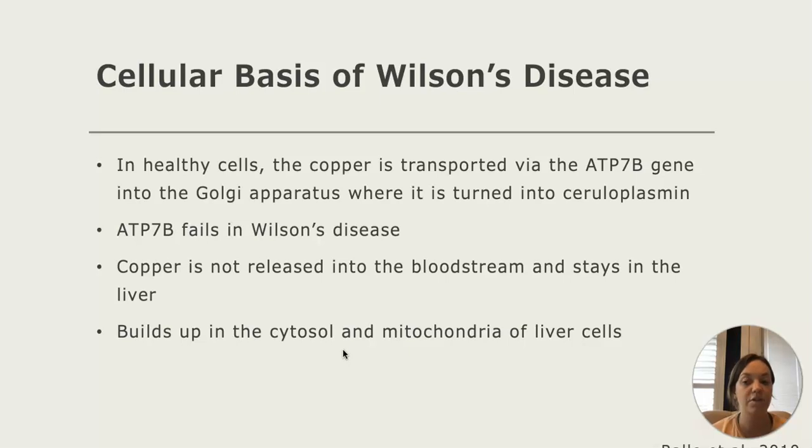And that's where the high accumulation occurs, because if the Golgi apparatus isn't able to do its job and the ATP7B gene isn't able to do its job, then it's just building up copper as we eat it. And then that's where it overflows and goes into the other organs. And that can also build up in the cytosol and the mitochondria of the liver cells, and that's where it starts flowing out.